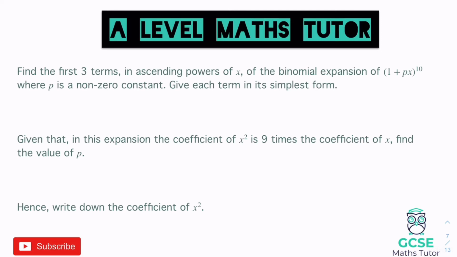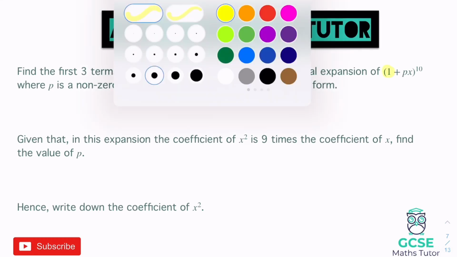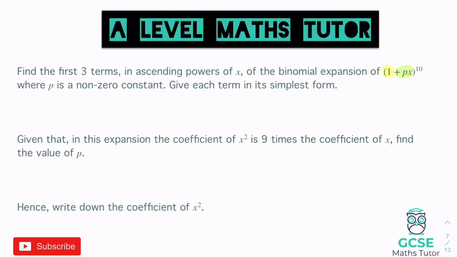So finding the first 3 terms then, we've got a power of 10, and just bearing in mind our first piece is a 1, which is always nice, and our second piece is this plus px. So as we've got a power of 10, we need to do 10c0 to start with. So we've got 10c0, which is 1. We're only finding the first 3 terms, so we've got 1, 10c1 is 10, and then we have 10c2, which is 45. There we go. So that's how many lots of each we're going to have on this particular one here.